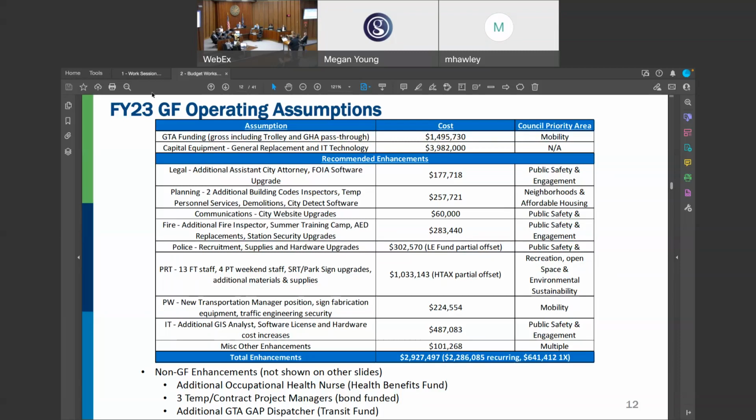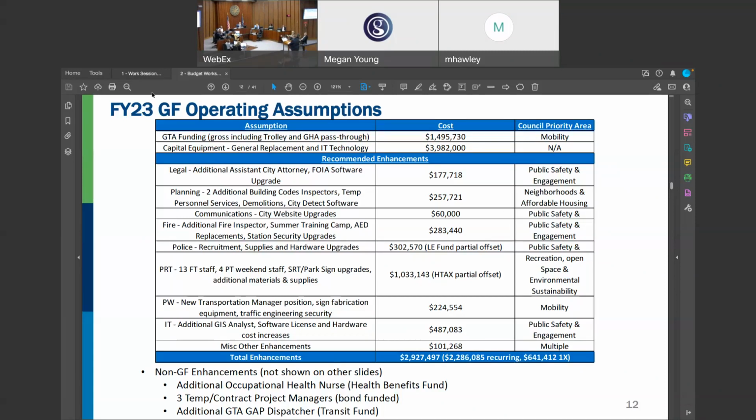Under Parks, Recs, and Tourism, they're budgeted for 13 additional full-time employees, 2 for cemetery maintenance, 2 for a parks trash crew, 2 for downtown area maintenance, 5 for maintenance, and 2 for Unity Park programming. An additional 4 part-time employees are included to serve during peak weekend hours in our high-use parks. These increased investments will be partially offset by HTAX funds.